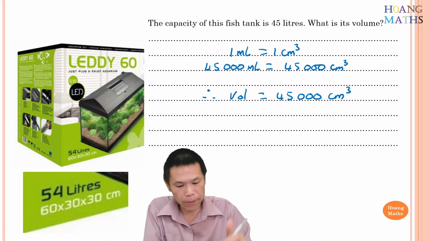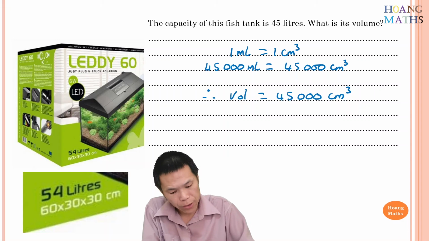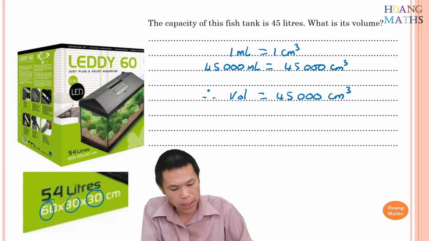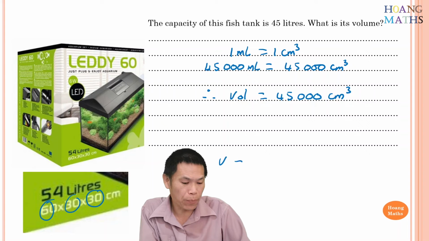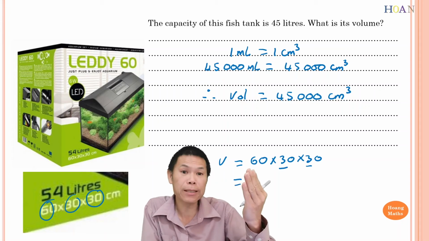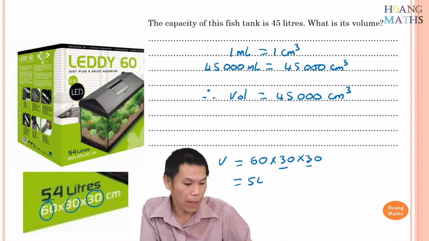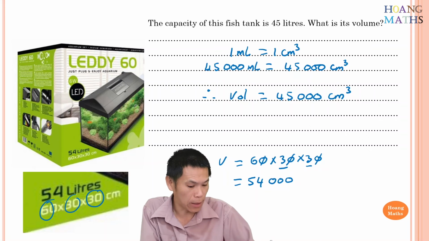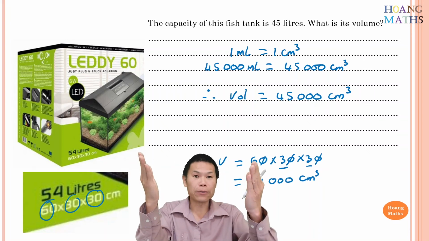Or if you think about it, they already give you the dimensions: 60, 30, and 30. Volume is length times height times width. So if you times 60 times 30 and times 30, let's see what happens. 3 times 3 is 9 and 9 times 6 is 54. And then we add 1, 2, 3 zeros. And then the volume is 54,000 cubic centimeters. There you go.